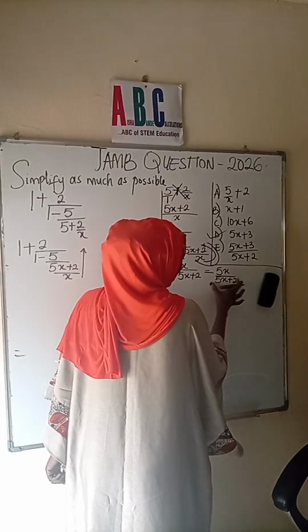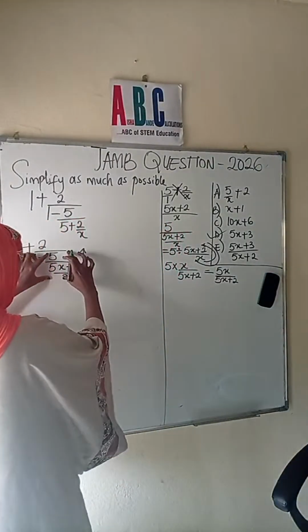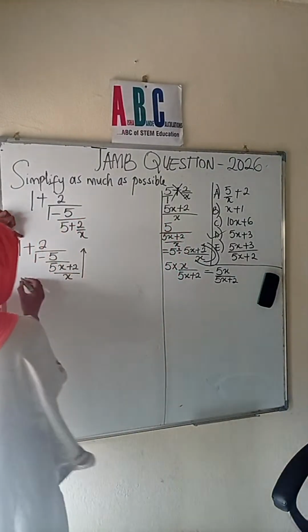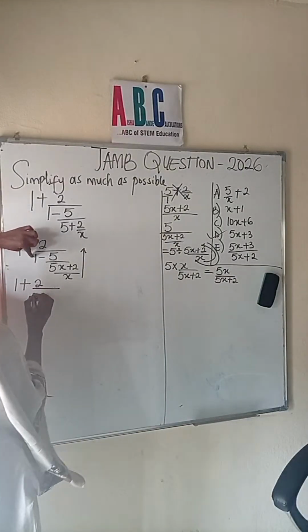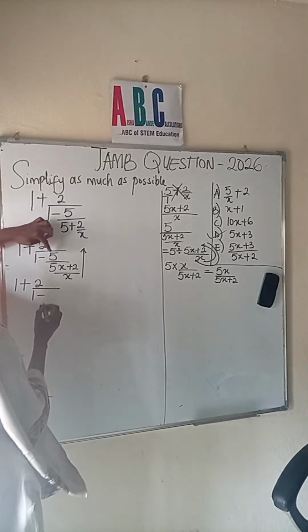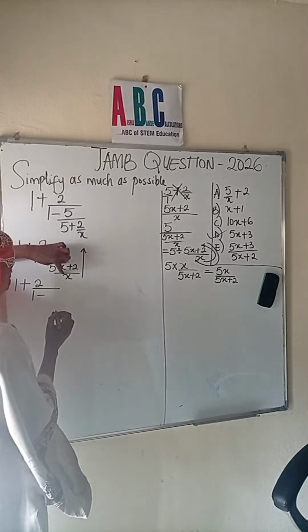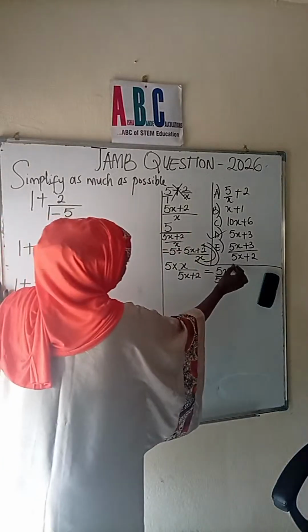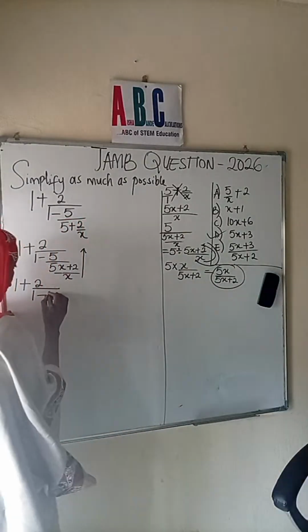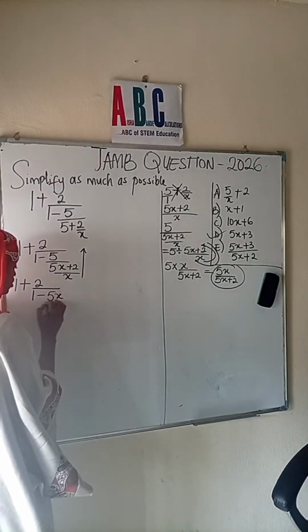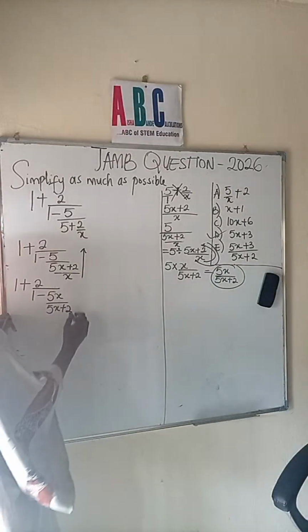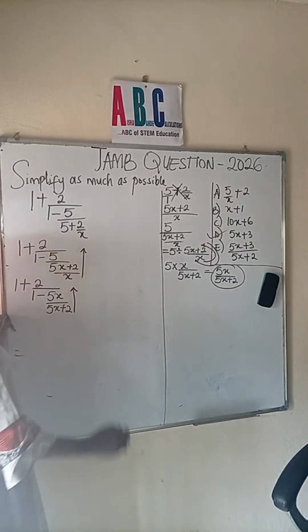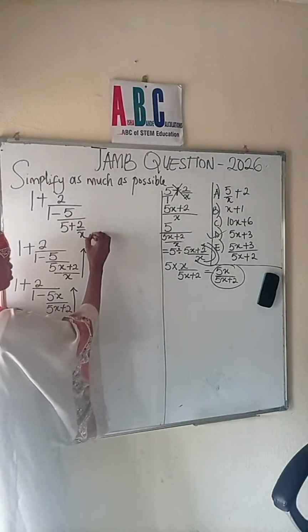So we take this now, we come and replace it with this. So this now reduces to what? 1 plus 2 all over, we have a 1 here, minus this 5 over 5x plus 2 all over x, which has now reduced to this value. So this now becomes 5x over 5x plus 2. Remember, you're taking it down, you're going up. Remember, we started from here, down, up.